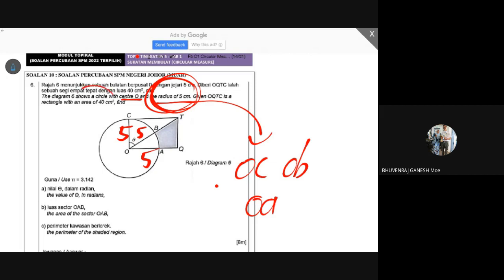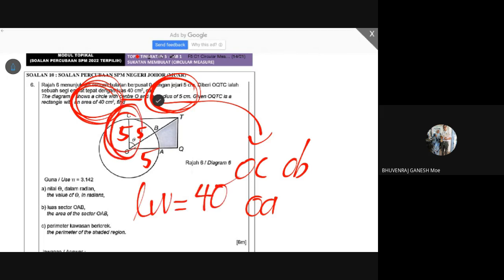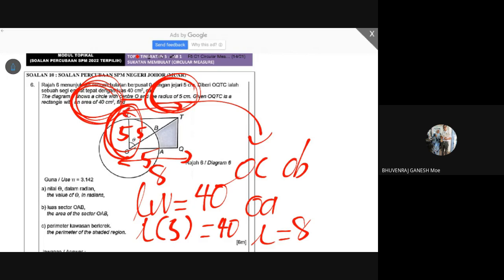So, now they give you an info. Area of rectangle is 40 cm². Okay, this is a useful info. Area of rectangle is length times width, and it's equal to 40. This is the width of the rectangle. Ini adalah lebar rectangle kamu. So, L bracket 5 sama dengan 40. Means that your L is 8 cm. Okay, so this length, panjang ni 8, panjang ni juga 8. So if I want panjang AQ, guys, what is the length of AQ? Yes, very good, 3. 8 minus 5.